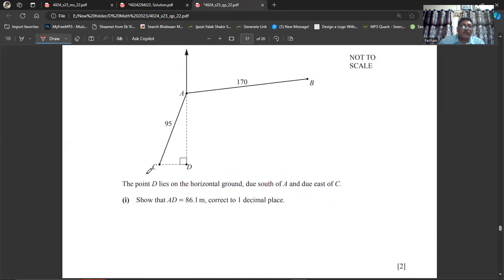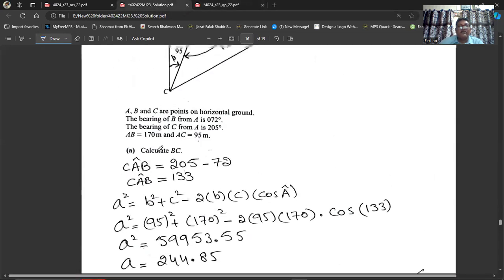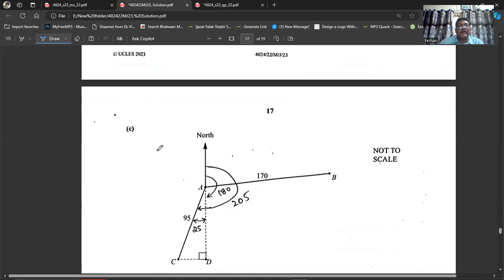You have to show it; it's a 2 marks question. From here to here, because D is in the south, this is 180 degrees, and we know that this angle here is 205. So from 205, if you subtract 180, the rest will be 25 degrees, and if I know this angle is 25, then it's a right angle triangle. Finding AD will be very simple. So let me show you here.